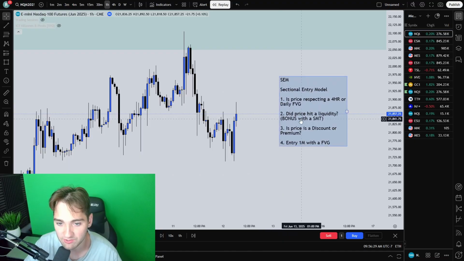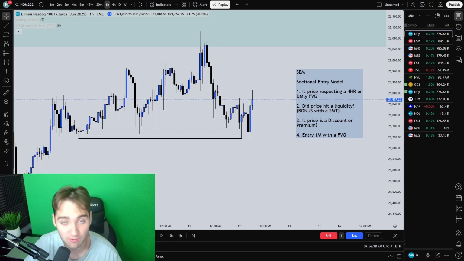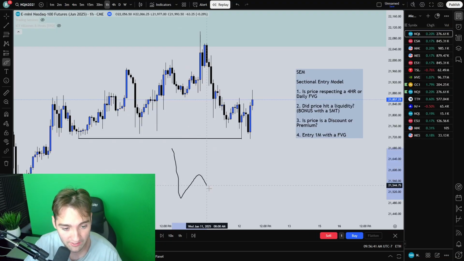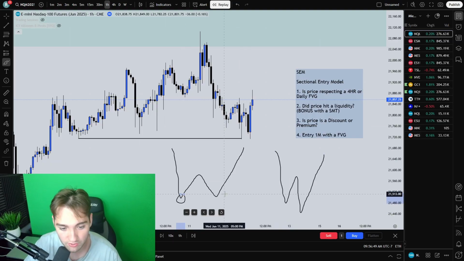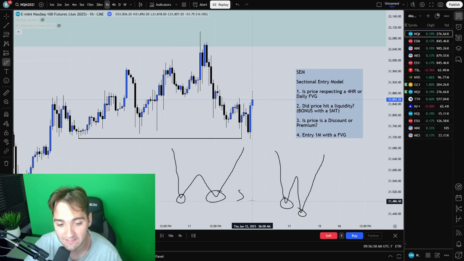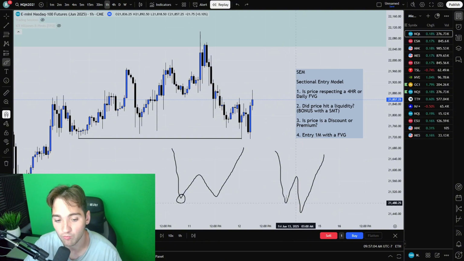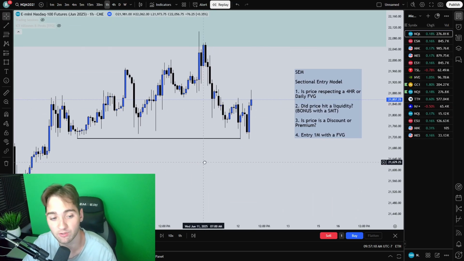And do we have a bonus? Look at our bonus with an SMT. If we had a liquidity sweep here with an SMT, do we have that? If you guys don't know what an SMT is, let's just say this right here is NASDAQ and this right here is the S&P 500. As you can see, NASDAQ has a low to a higher low. On the S&P 500, we have a low to a lower low. We have an SMT, right? We have a divergence here, meaning this is showing us that we're potentially going to have a bullish move. So it gives us more bullish clarification.